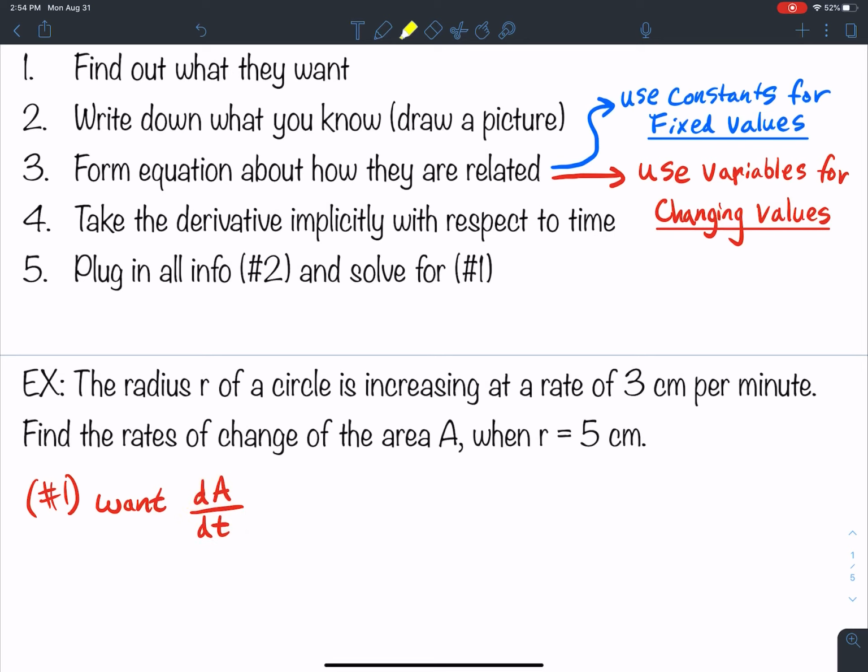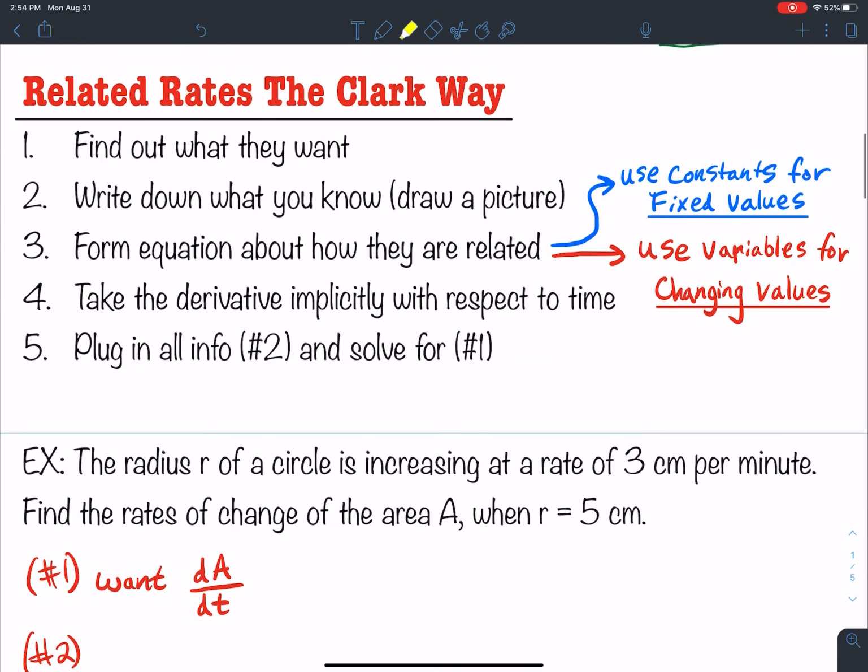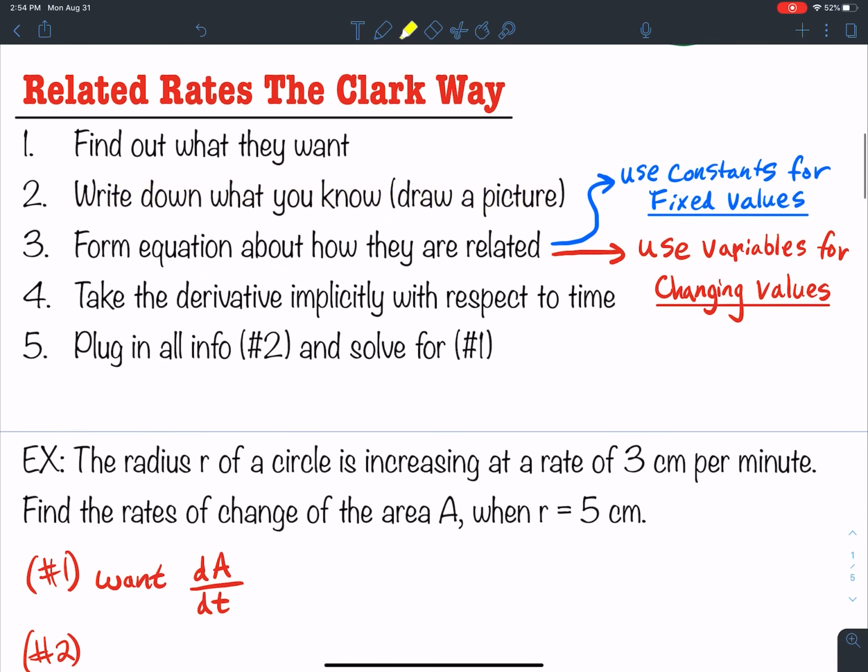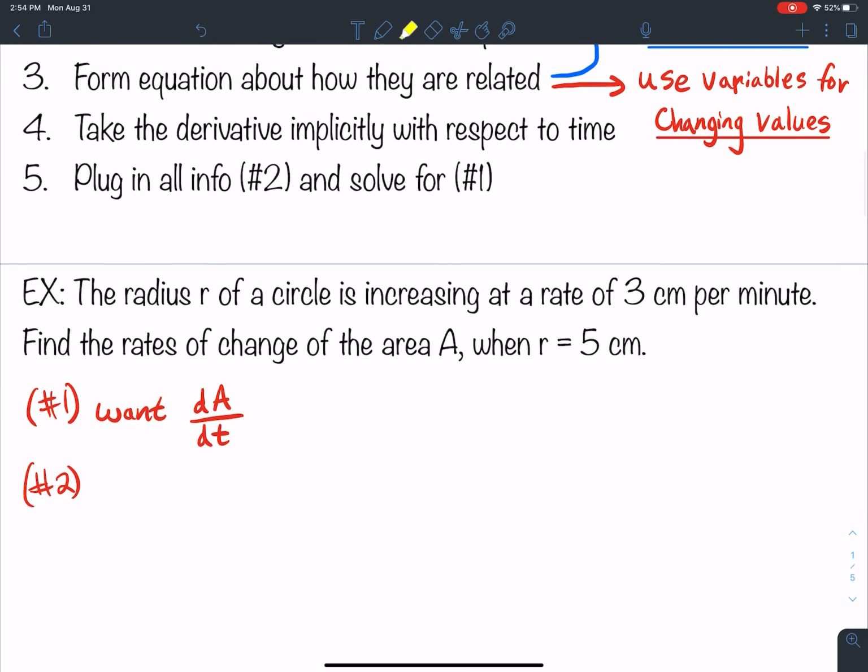Number 2, I want to write down everything that I know, and draw a picture if I need to. What do I know? The radius r of a circle is increasing, so that's a positive derivative, at a rate of 3 centimeters per minute. So dr/dt, the derivative of the radius with respect to time, is equal to 3 centimeters per minute.